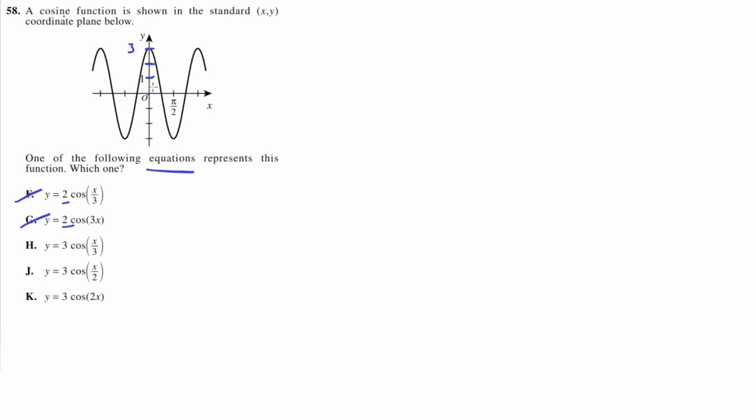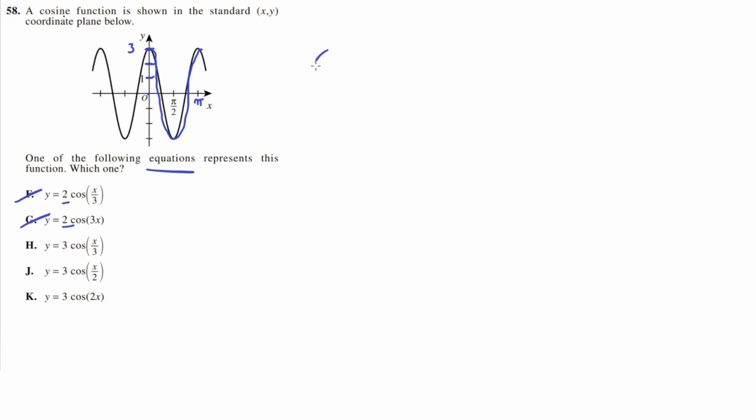Now, if we look at this graph again, we can see that it has a smaller period than the normal cosine graph, because we can complete one wavelength, going from a y value of 3 back to a y value of 3, in only pi, from 0 to pi on the x-axis. So that means the period of this graph has been decreased.